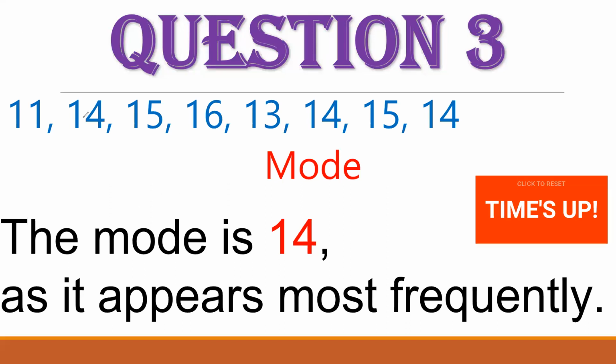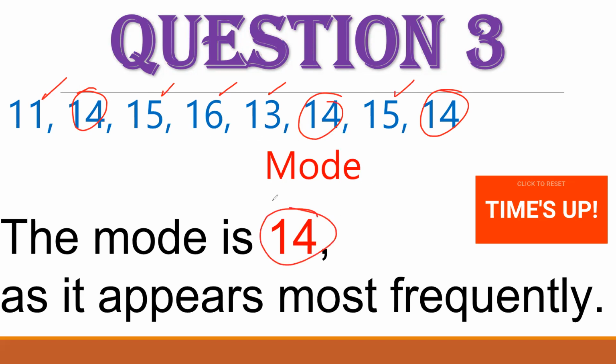Because I'm using number 14 1, 2, 3 times, and then number 15 only 2 times, and number 16 just 1, number 13 just 1, number 11 just 1. So for 14 I am using 3 times. Because of that, our mode is 14. So question 1, question 2, question 3, all of them 14, 14, 14. And if you are giving 14, 14, 14, you have 30 points already.